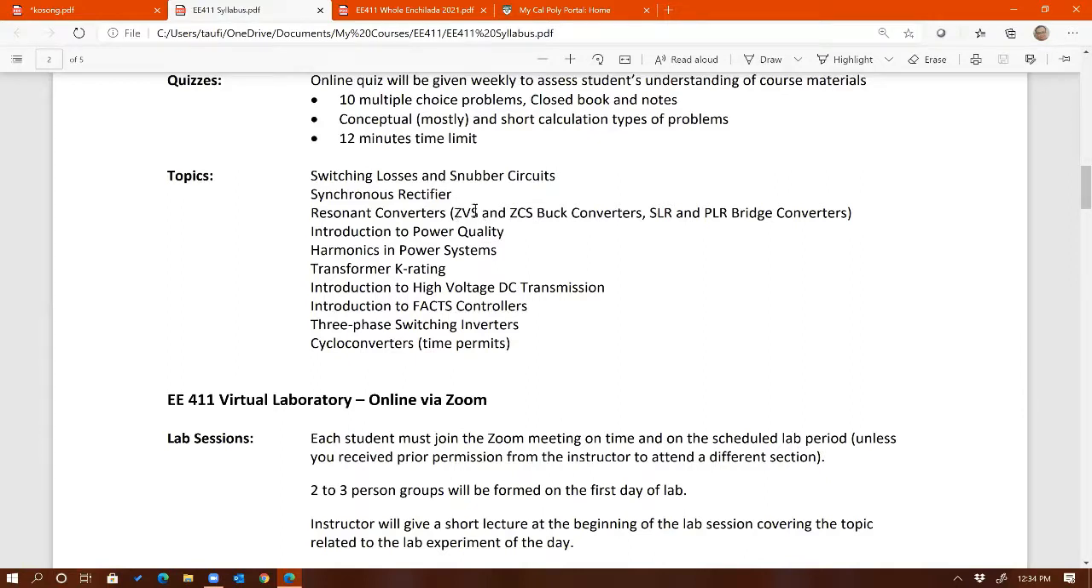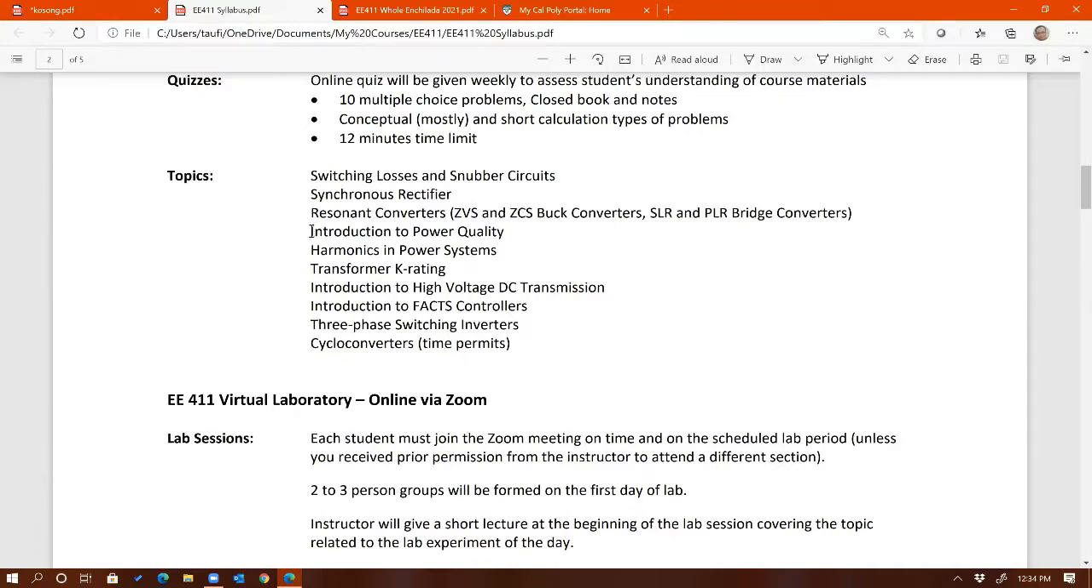So that's ZVS and ZCS buck converters. ZVS stands for zero voltage switching. ZCS stands for zero current switching, buck converters. And then these 2 are non-isolated resonant converters, and the other 2 right here, these are isolated converters. So it's utilizing a transformer within the converter. SLR stands for series loaded resonant, and then PLR stands for parallel loaded resonant converters, right?